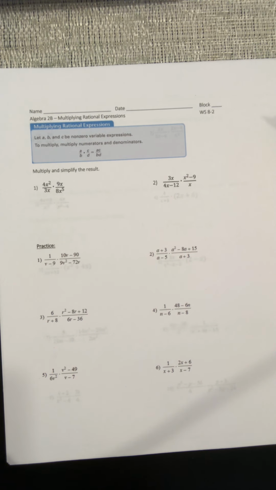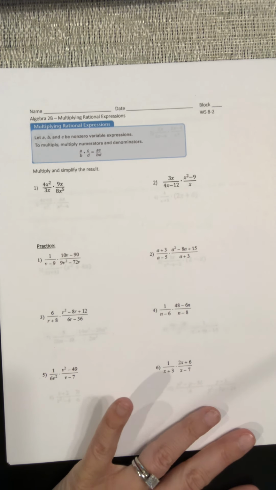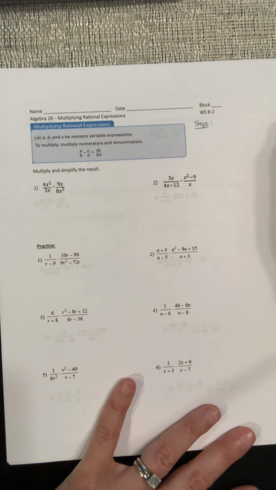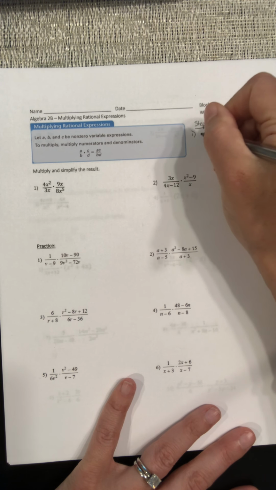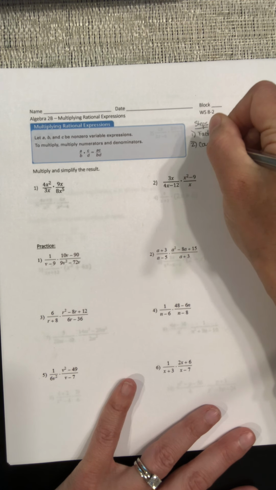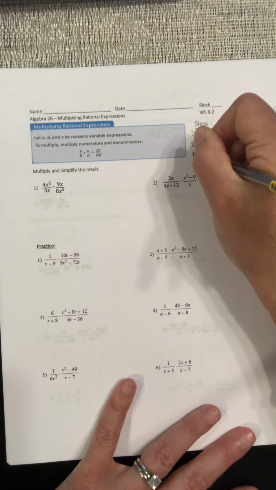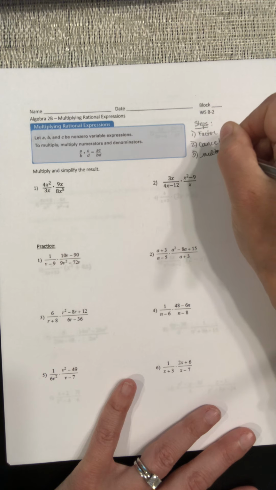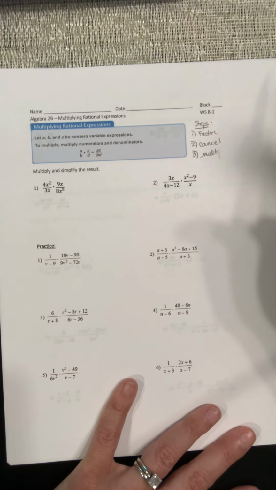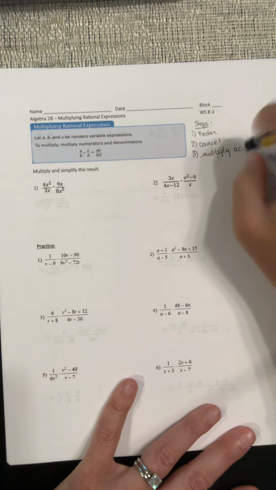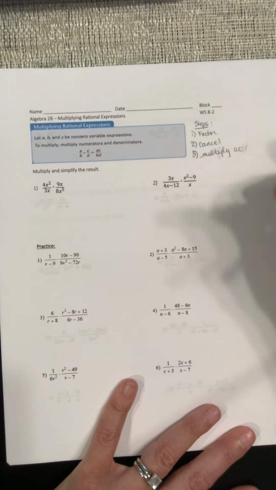The big thing to remember here is the steps, and it's going to be just like simplifying, you'll see. The first thing you're going to do is factor, the second thing you're going to do is cancel, and the third thing is you're going to multiply across. Okay, so across like this.